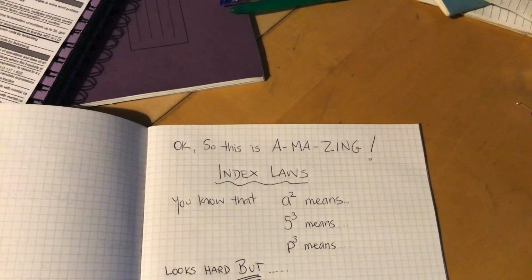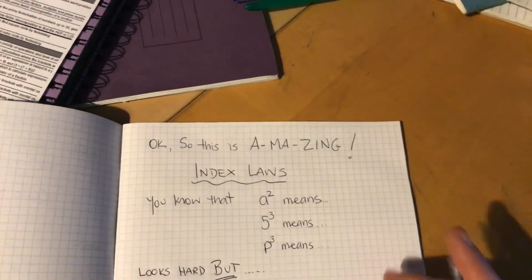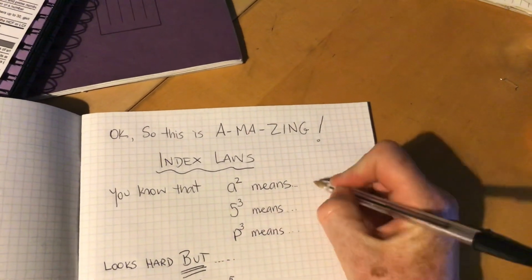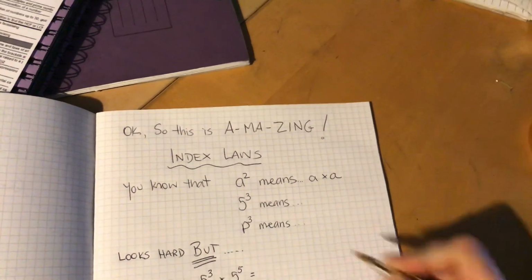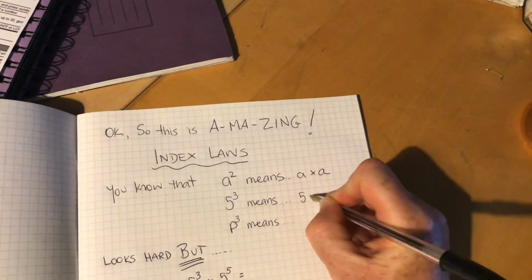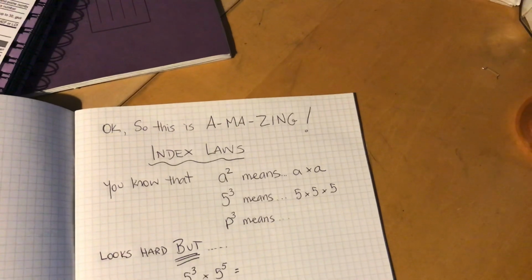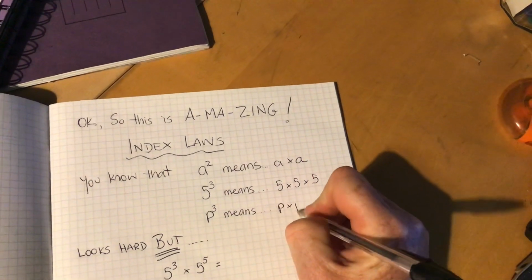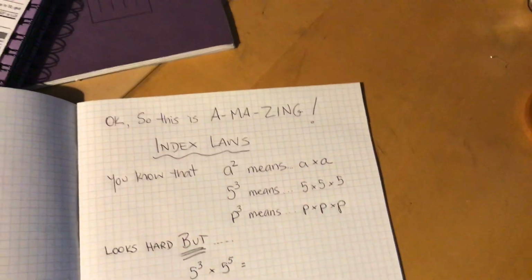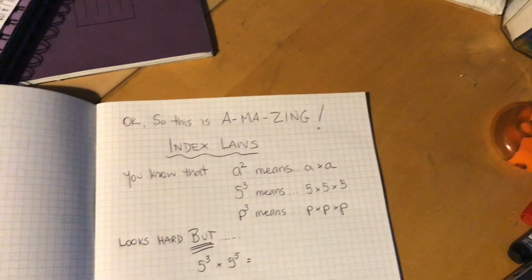You know already squares and cubes and square roots and cube roots. So you know that a squared means a times a, right? You know that 5 cubed means 5 times 5 times 5, right? And you can work it out if you want to. P cubed means p times p times p. So that's pretty easy. But what about if you want to look super clever?